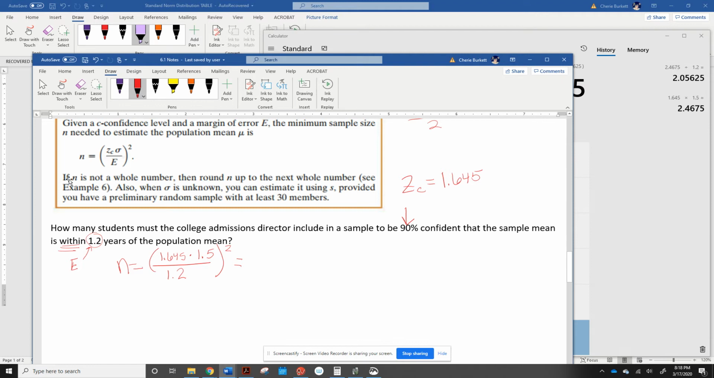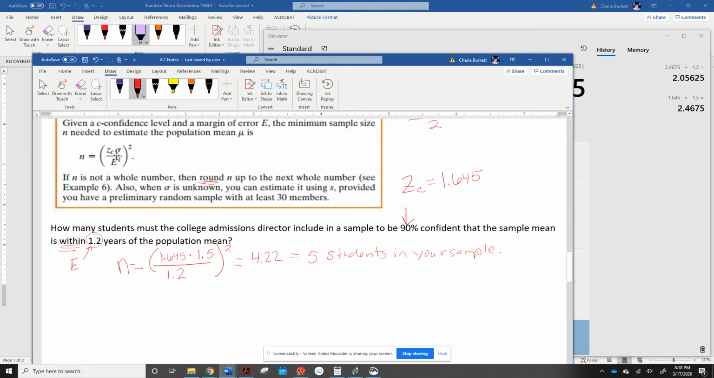It says right here, if n is not a whole number, and we did not get a whole number, 4.22, then round up. It's saying ignore the rounding rule, round up to the next whole number. So we're going to round up to 5. To get your answer, you need 5 students, at least 5 students in your sample. Okay. So that's how you calculate a sample size.